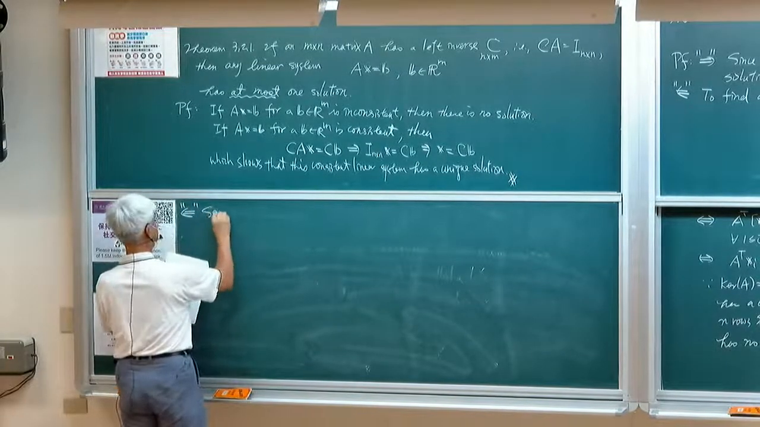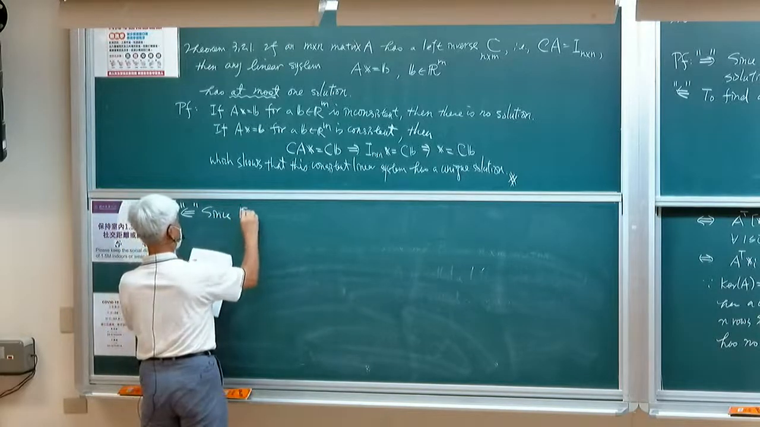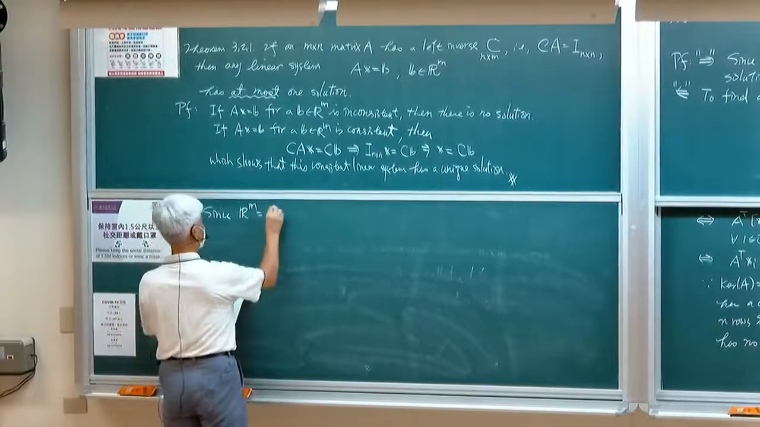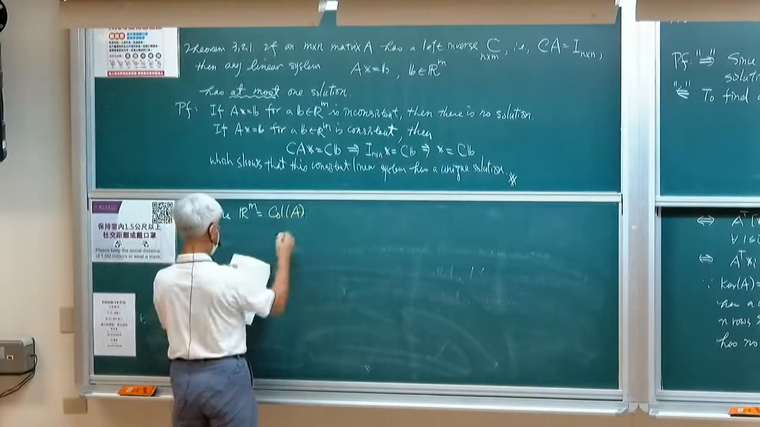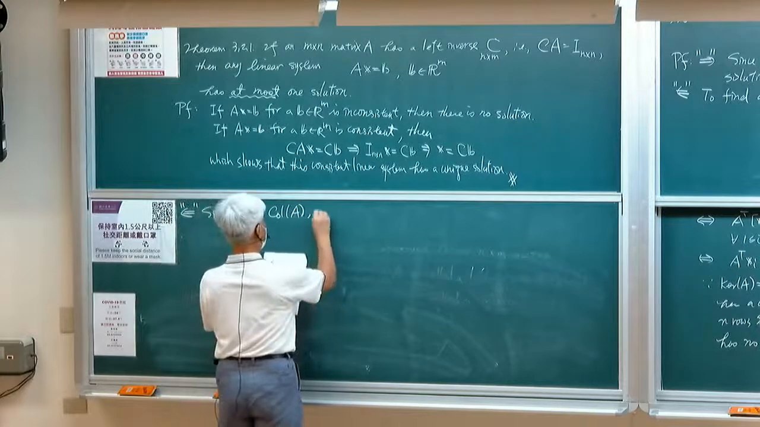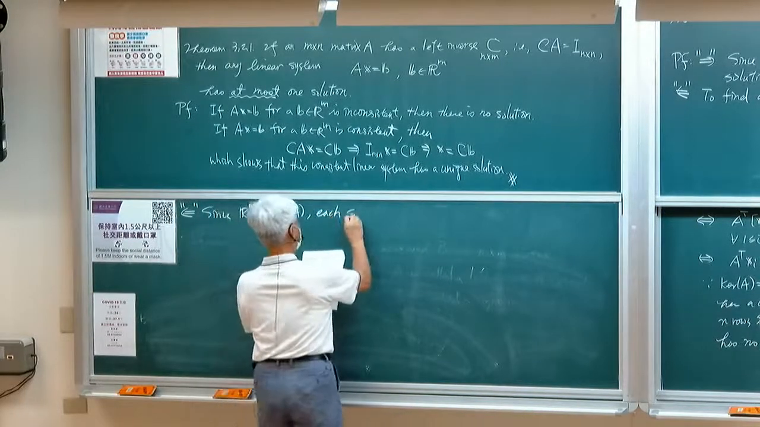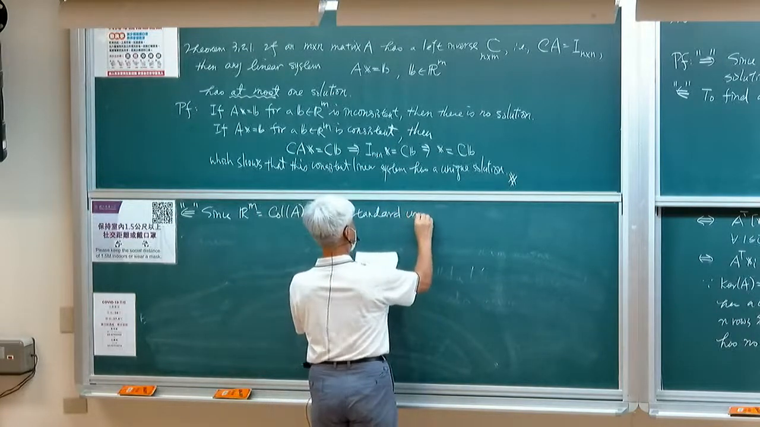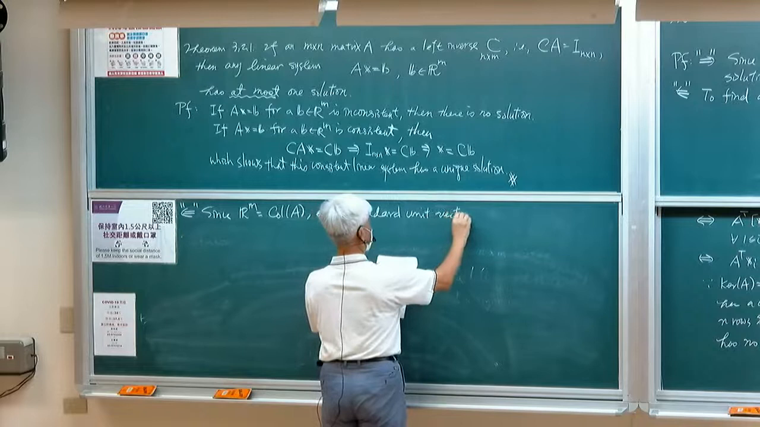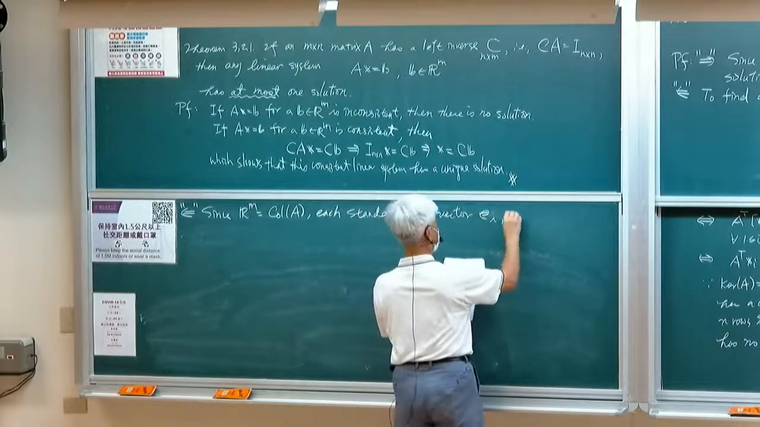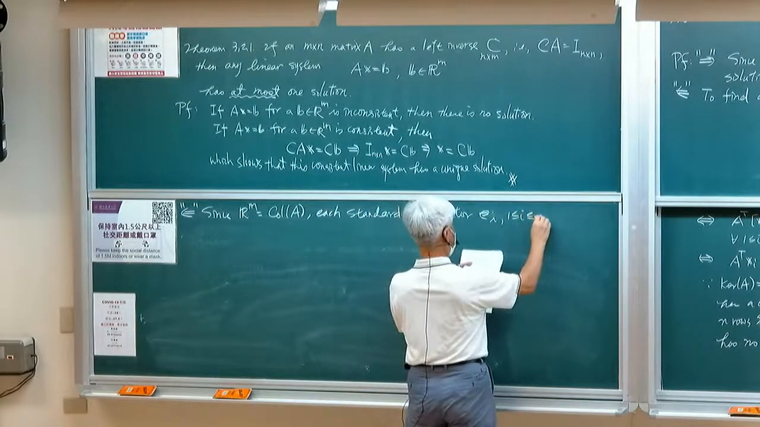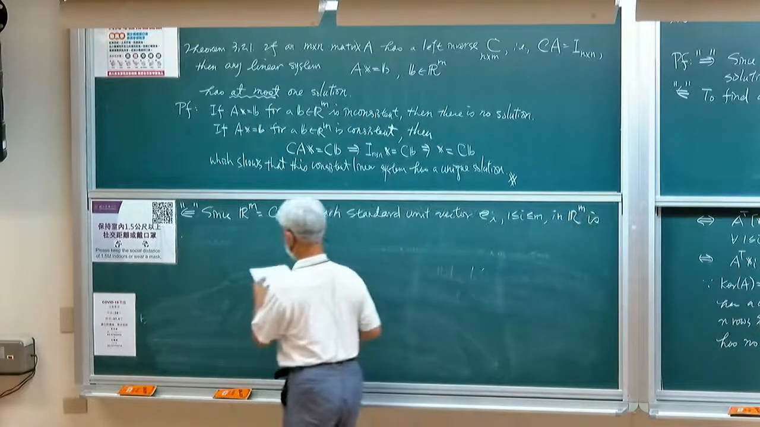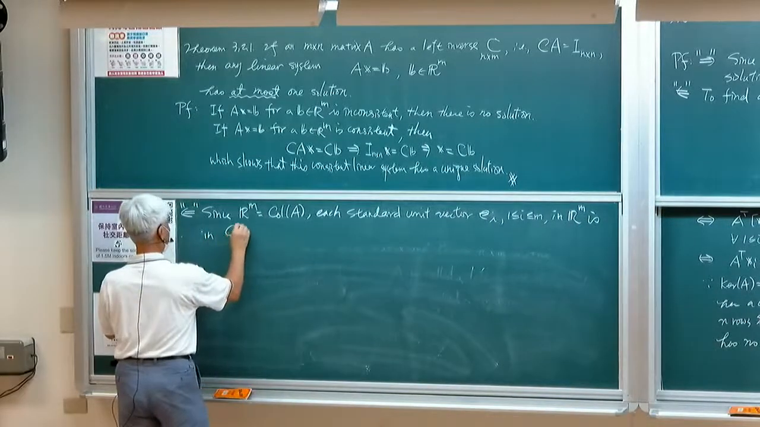Right, now we have assumed that the Euclidean vector space Rm is equal to the column space of A, so that each standard unit vector ei, i from 1 to m, in Rm is in the column space of A.